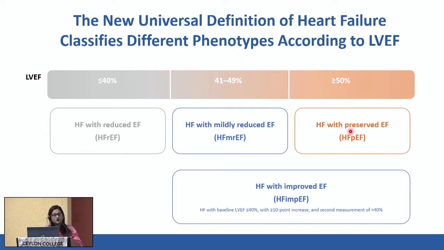The main three categories are heart failure with reduced ejection fraction, that is an ejection fraction less than 40%, heart failure with mildly reduced ejection fraction, that is an EF between 41 and 49%, and the third one is heart failure with preserved ejection fraction, that is when the ejection fraction is more than 50%.